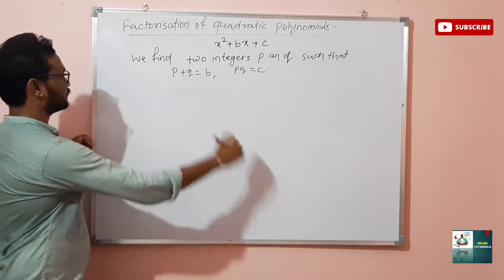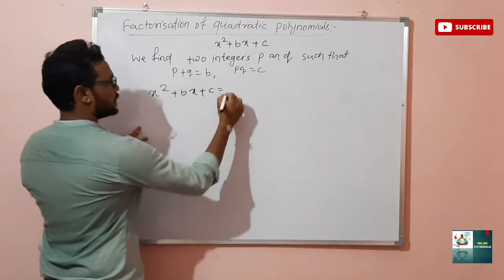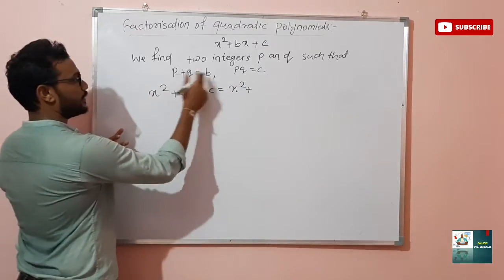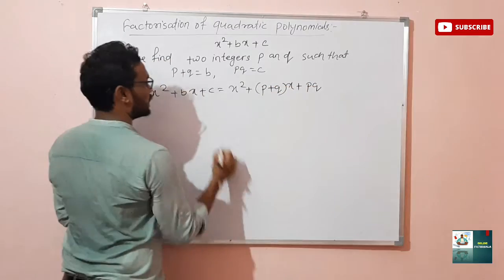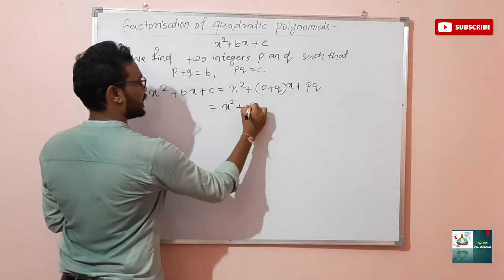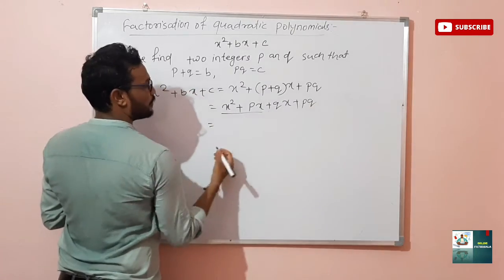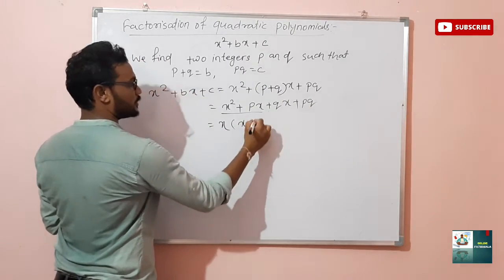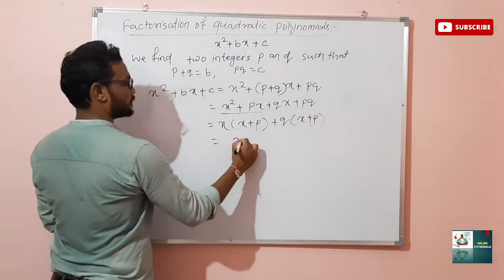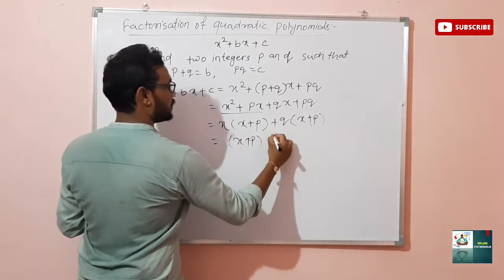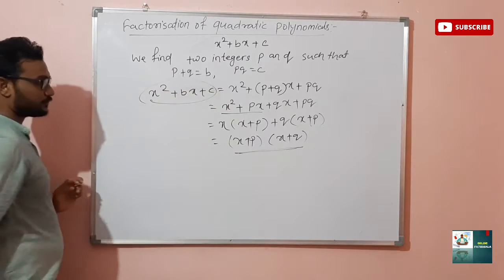Let me prove this one. x square plus bx plus c can be written as x square plus, taking b as p plus q, (p plus q) into x plus p into q. So now this will be x square plus px plus qx plus pq. Now I take x common from the first two terms, so it is x into (x plus p), and q from the last two, q into (x plus p). Now x plus p is common in these two terms, and the other factor is x plus q. Now you have got the factorization of this.